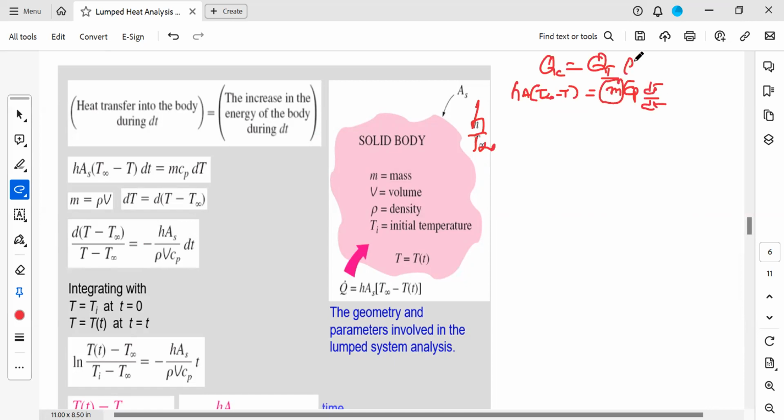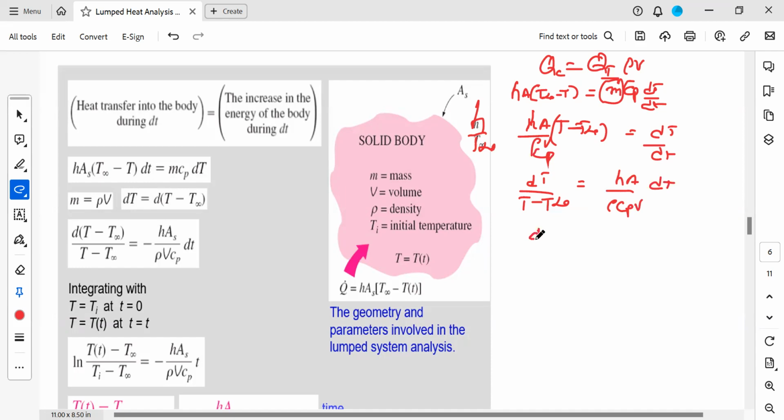The increase in energy of the body due to being kept in hot air is m Cp dT by dt. Here m can be written as rho V. Therefore, taking this to the other side, hA by rho V into (T minus T infinity) is equal to dT by dt. Or dT by (T minus T infinity) equals minus hA divided by rho Cp V into dt, where the extra minus sign comes from writing T minus T infinity instead of T infinity minus T.